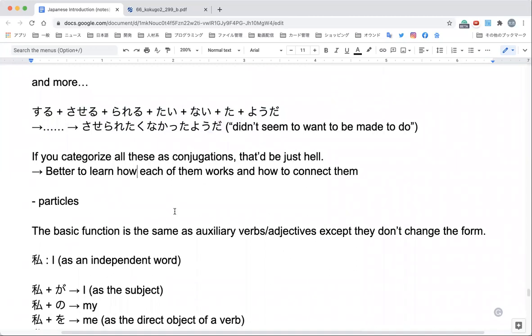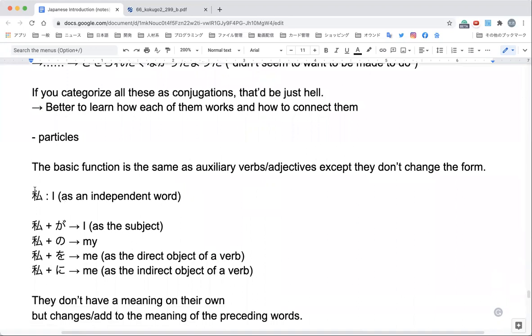Basically, they are the same thing. In terms of function, they are very similar to auxiliary verbs and adjectives, except they don't change form. They don't conjugate. So let's see some examples.